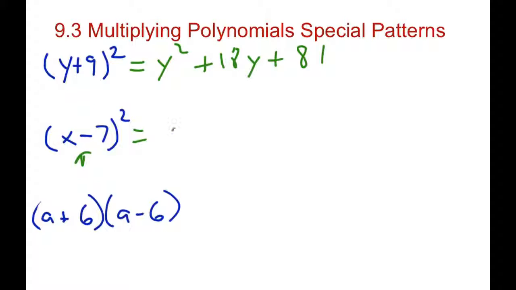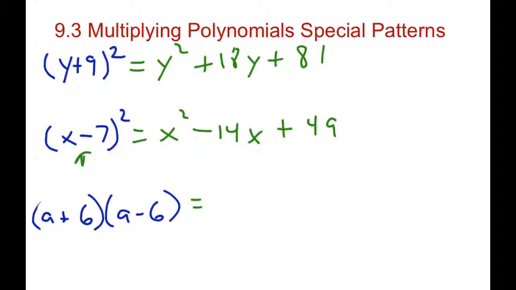Right, the next one has subtraction in it, so it's going to start off the same. I square the first term, x squared. Now it's going to be a minus, though, 2 times a times b. So 2 times x times 7, 14x, plus, and then the second term squared, 7 squared, 49.